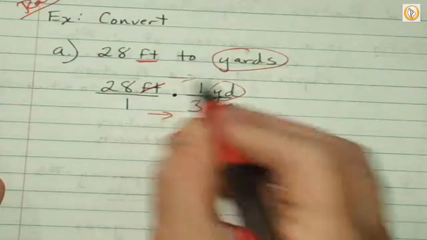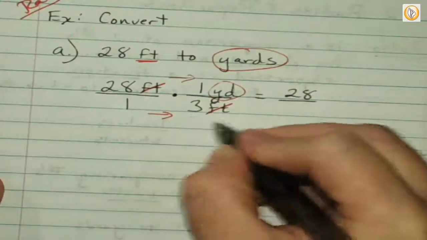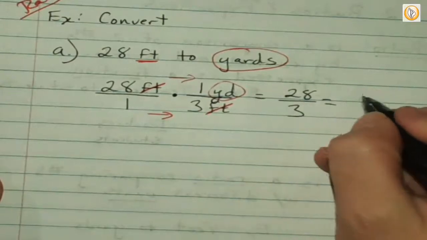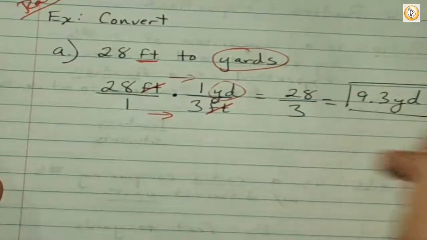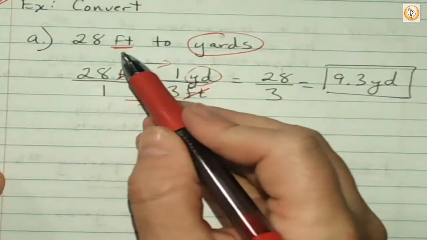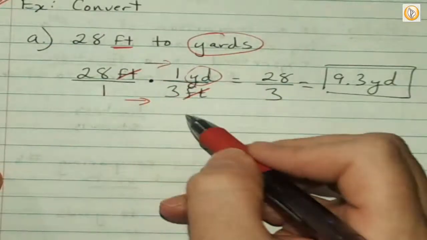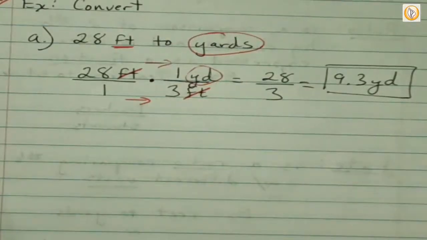We multiply across. 28 times 1 is 28. 1 times 3 is 3. You do divide here, and you get 9.3 yards. I want you to write that, sit back, and try to remember: to be able to cancel a label or unit out, we have to have it diagonal. Allie has actually used this method through high school and everything, so it is important to remember.